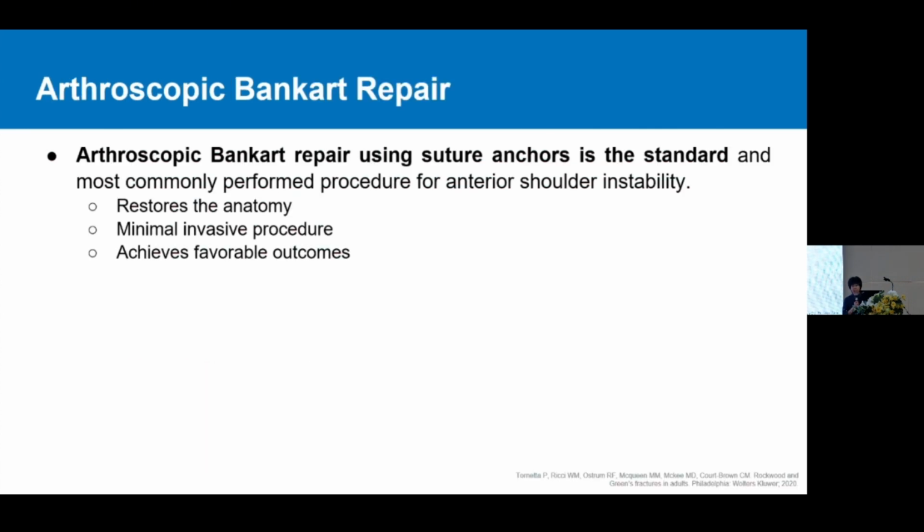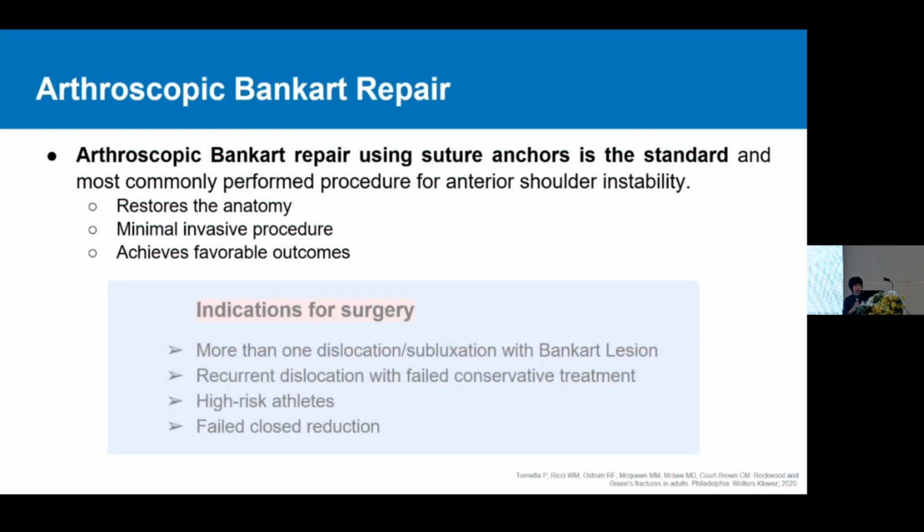Arthroscopic Bankart repair using suture anchors is the standard and most commonly performed procedure for anterior shoulder instability. It can restore the anatomy, achieve favorable outcomes, and is a minimally invasive procedure. Indications for surgery include more than one dislocation or subluxation with Bankart lesion, recurrent dislocation with failed conservative treatment, patients who are at high risk, or who fail closed reduction.